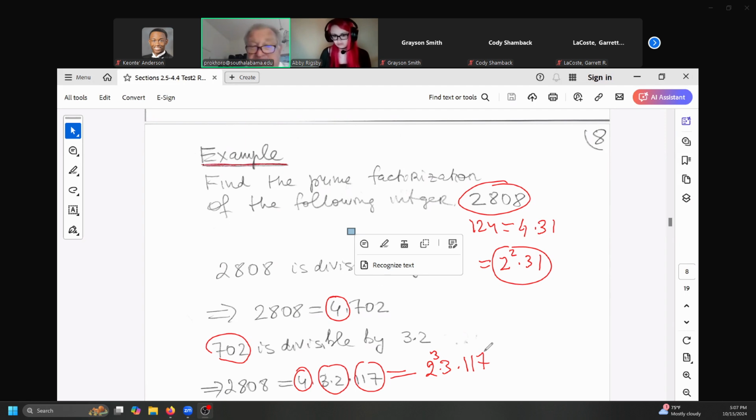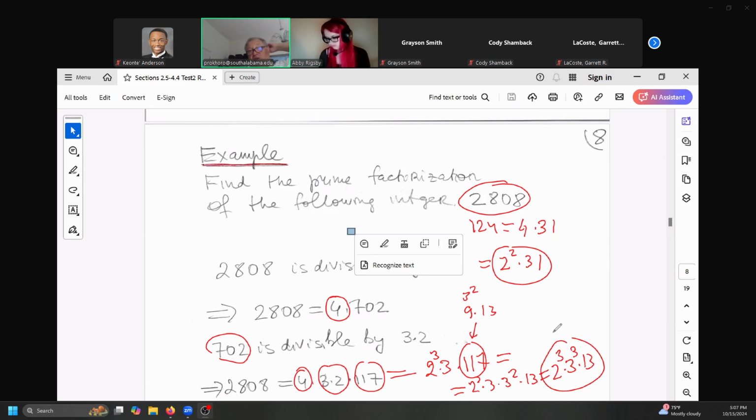Oh, sorry. 117 is 9 times 13. So we can rewrite more. 9 is 3 squared. So we get 2 squared times 3 squared, 3 times 3 squared, and 13. So this means we get 2 cubed, 3 cubed, and 13. And this is the unique representation of the number 2808 as a product of powers of primes. Okay, let's do modular arithmetic.